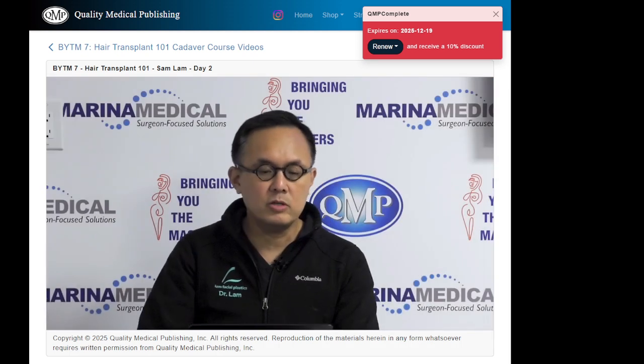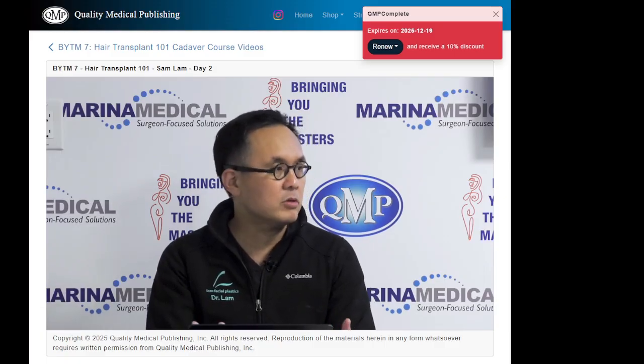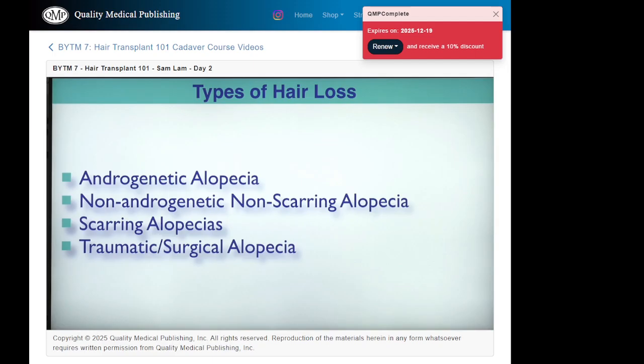Scalp conditions relevant to hair surgery. So I've divided these into a hodgepodge or potpourri of topics. They're not necessarily all-embracing, but they're meant to stimulate your thinking. One category would be androgenic alopecia, which basically means male pattern baldness or female pattern baldness, then non-androgenic, non-scarring hair losses, and we'll explain some of those examples, scarring hair losses, and then traumatic surgical alopecias, okay?